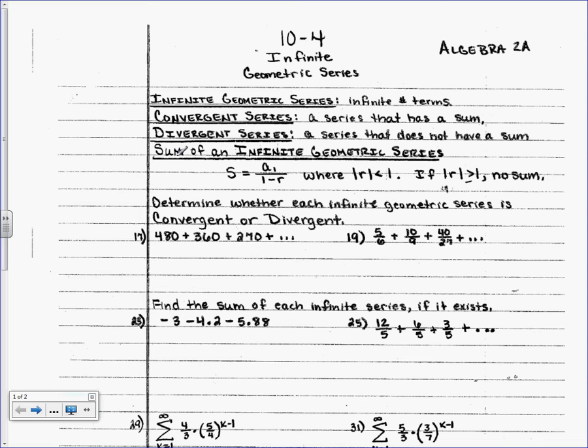So, sum of an infinite geometric series. If r, the absolute value of it, okay, we don't care if it's negative or positive, is less than 1, it has a sum, and you plug it into this formula where s equals a sub 1 over 1 minus r. Do you guys see that on your formula sheet at the bottom? I even gave you this part too, to let you know if it exists or not. And if it's greater than or equal to 1, there's no sum.